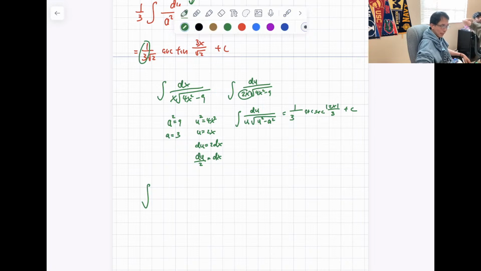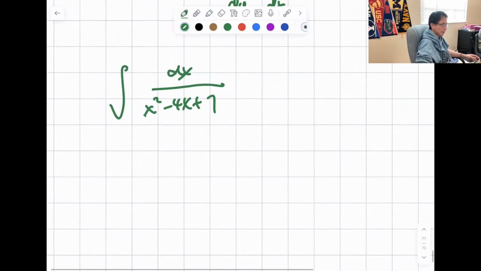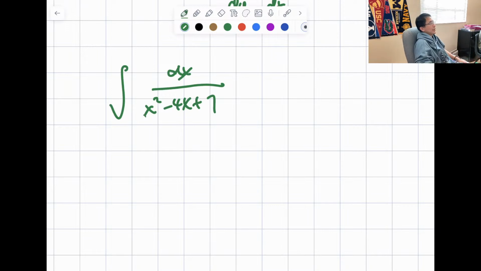So now some of the harder questions will be like this. Now this is not even the hardest one, but on the AP exam they go as far as this. They don't go further than this, though there's actually even harder than this. But right here is the integral of dx over x squared minus 4x plus 7. Now, how do I integrate this?